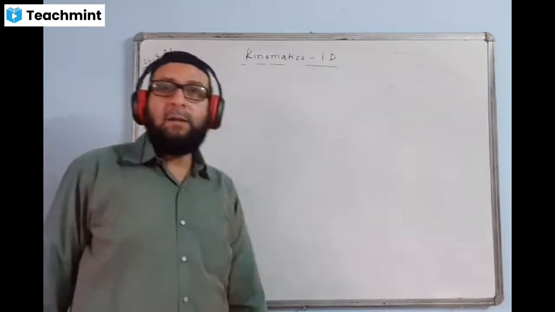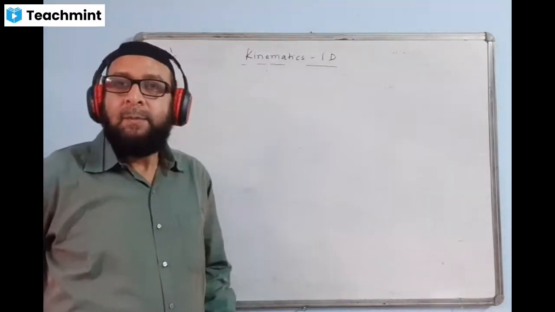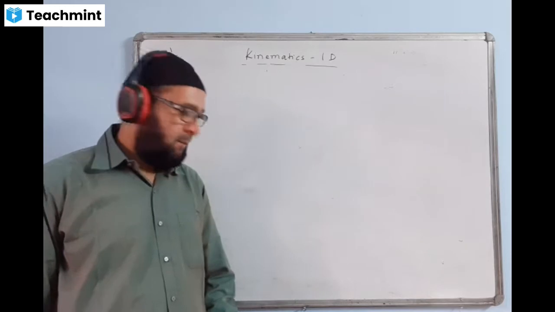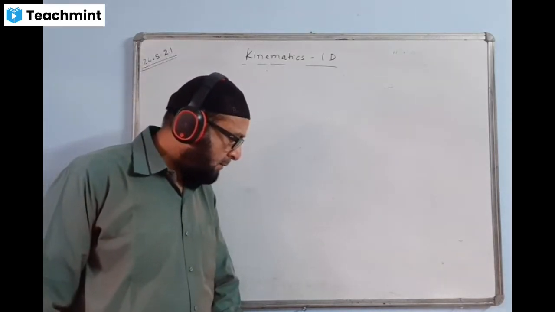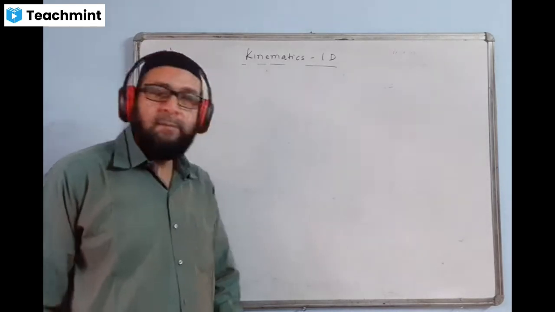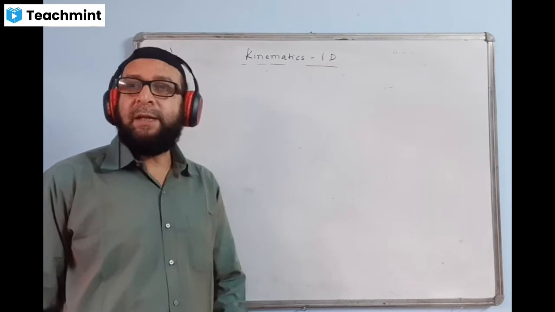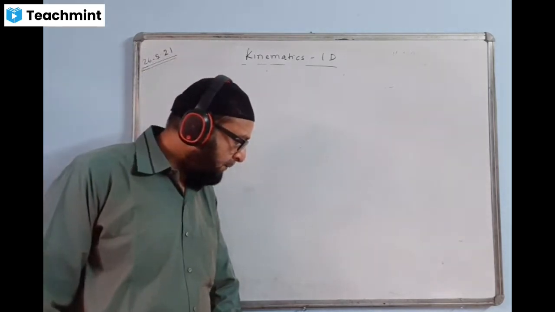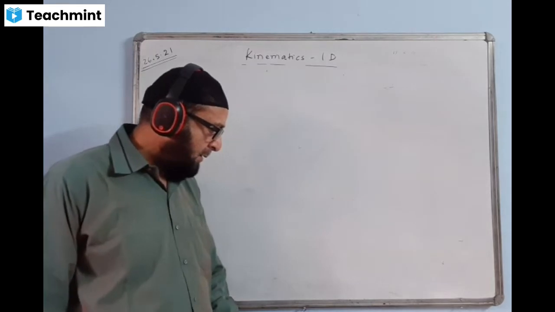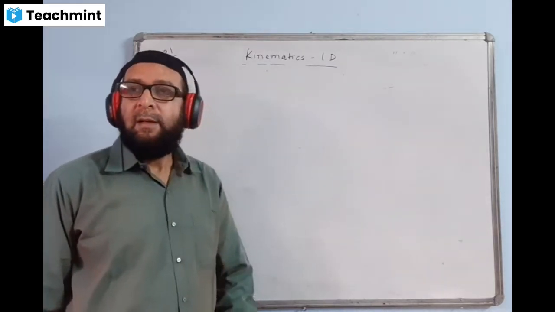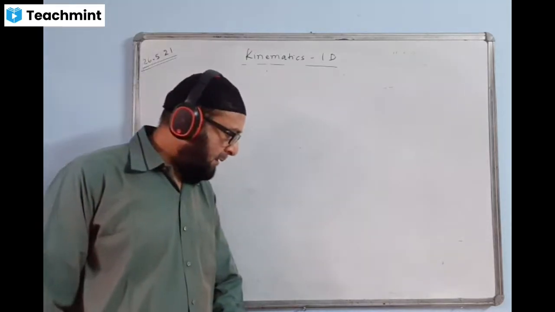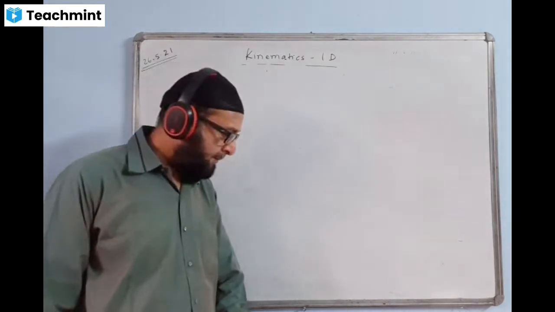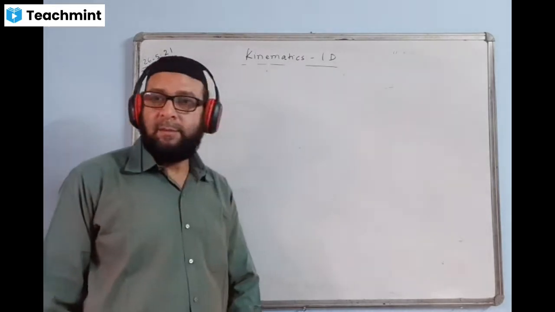What is the average speed of a car which goes at 40 km per hour for 30 kilometers, and 60 kilometers per hour for 24 kilometers? Yeah, that is the question.